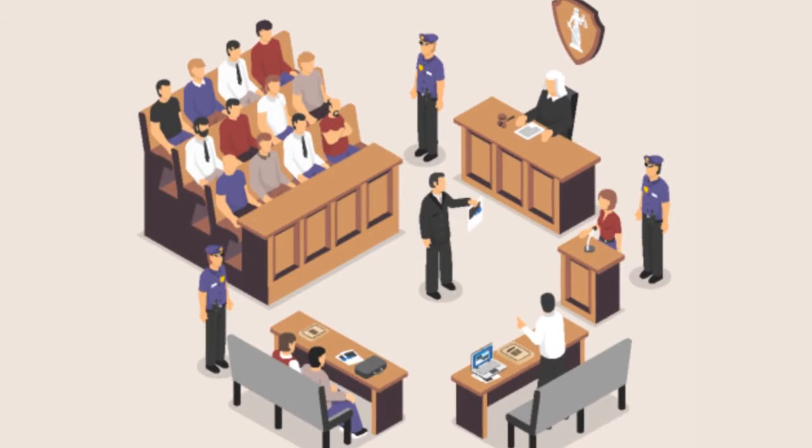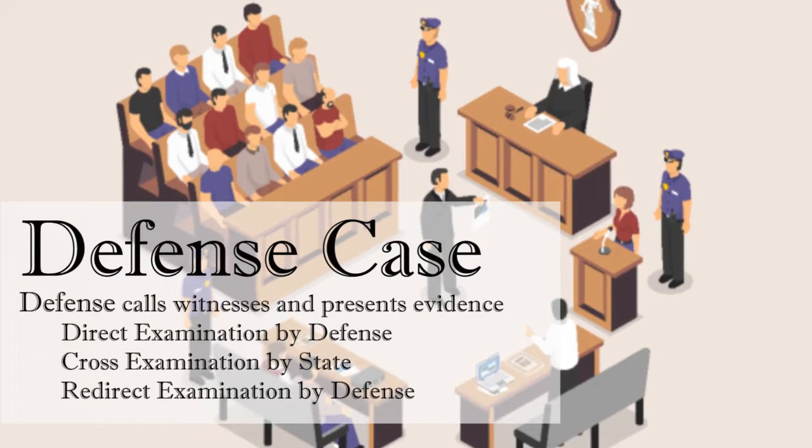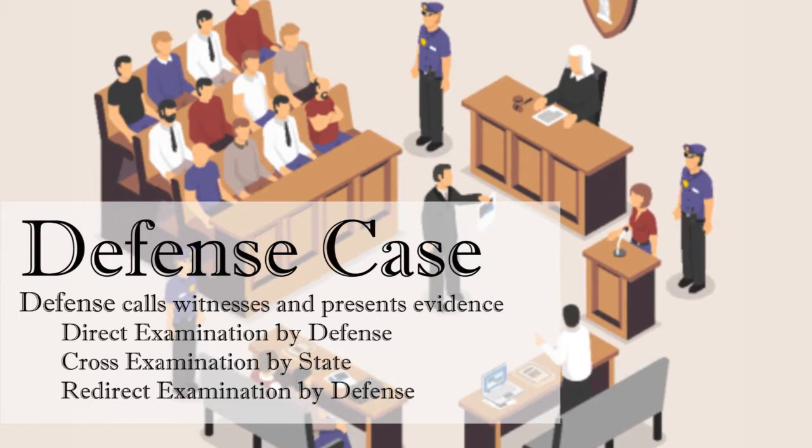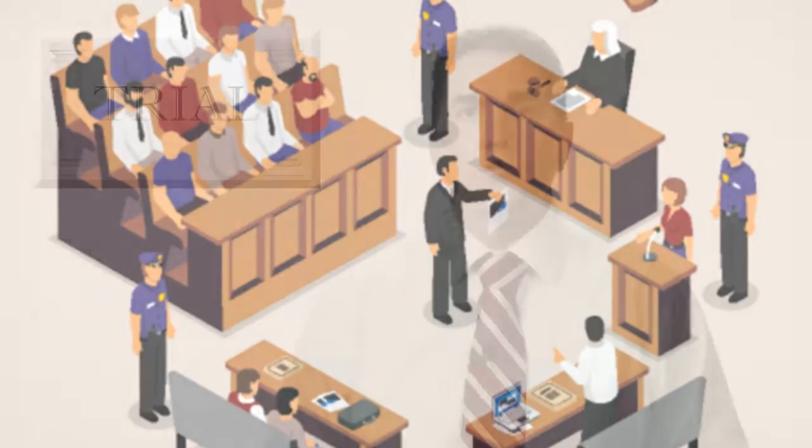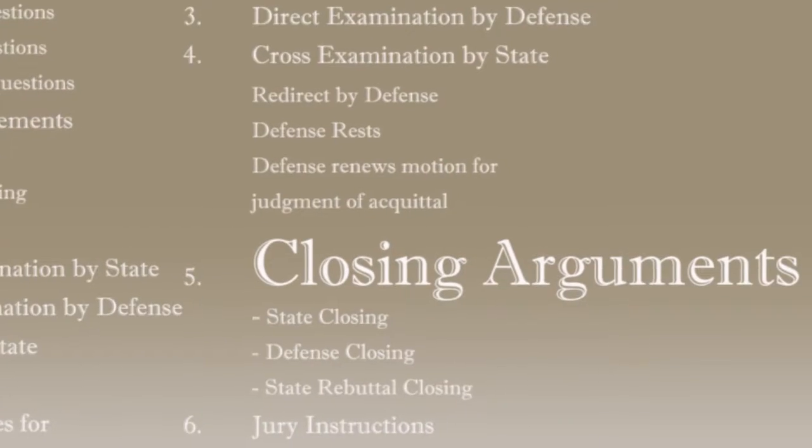Remember, it is the state that has the burden of proof, of proving that you're guilty beyond a reasonable doubt, so you don't have to prove anything. But many times, your attorney will want to put on witnesses, exhibits, or other evidence. After your attorney presents your evidence, your attorney will rest your case. Your attorney will renew the motion for judgment of acquittal, and then both sides will give closing arguments.